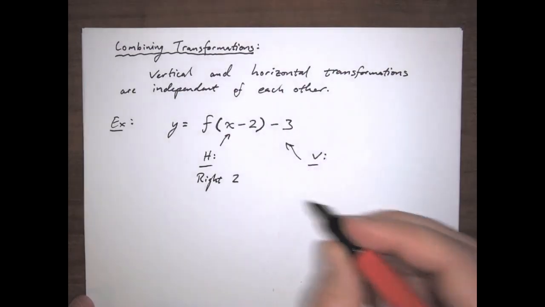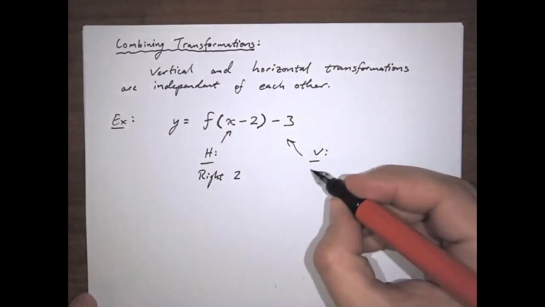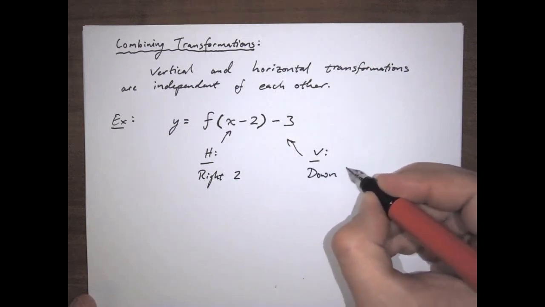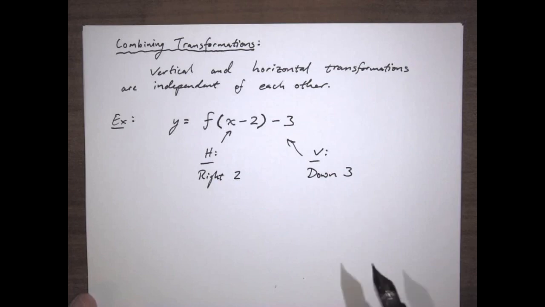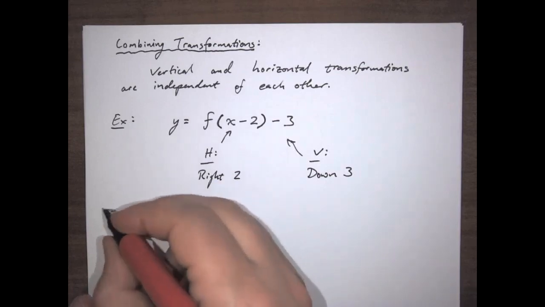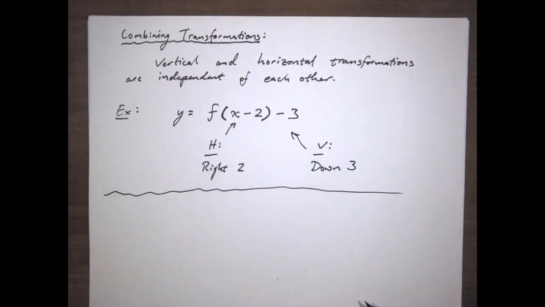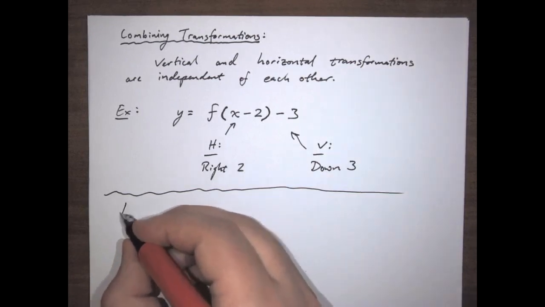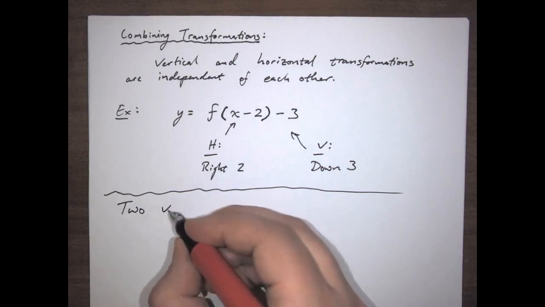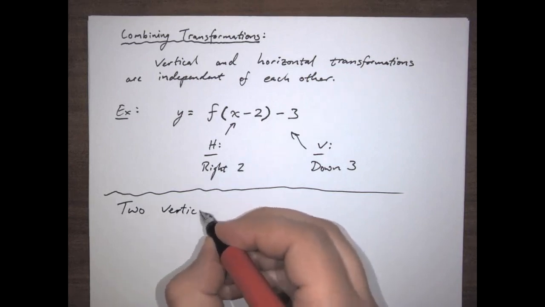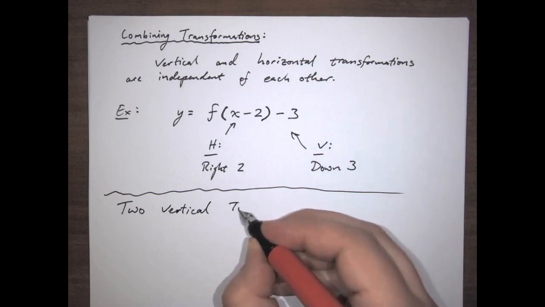Two. Whereas vertically speaking, all the y values have been moved down 3. Down 3. And there's no interference between the two categories of transformation. They all happen basically independently of each other. They're in their own little universes. What gets hard about combining transformations is if you have more than one within each category. So let's say that we had 2 vertical transformations.